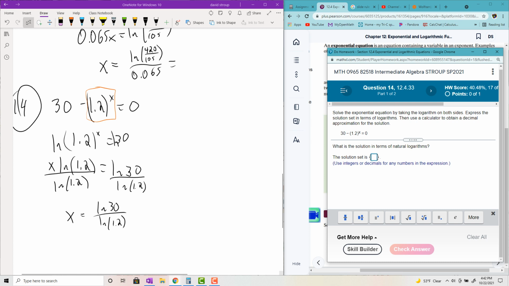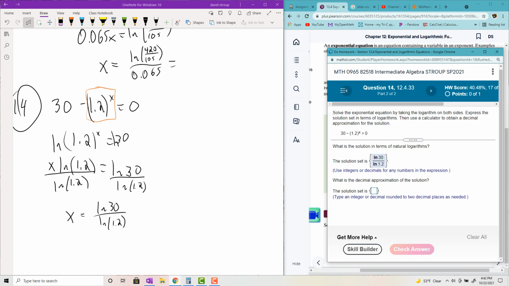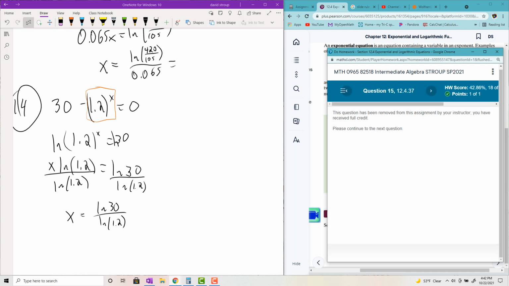So you have x equals ln 30 all over ln 1.2. ln 30 divided by ln 1.2. And then they want a decimal form for it. So ln 30 divided by ln 1.2, 18.65 maybe, 18.65. Yay. Okay, so on to something bigger and better, hopefully.